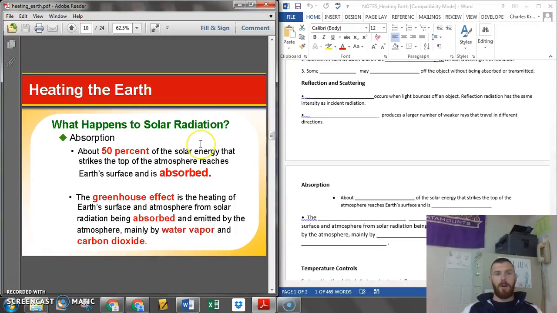Okay, and absorption. About 50% of the radiation that comes from the sun is absorbed by Earth's surface, okay, or by the atmosphere. And this is called the greenhouse effect when that radiation is absorbed. And the greenhouse effect is actually a good thing in smaller doses, contrary to what you might have heard. A lot of people attribute global warming to the greenhouse effect, and that can be the case, but the greenhouse effect is important because it regulates those temperatures on Earth and allows Earth to stay warm instead of going through periods of intense heat and cold throughout the day.